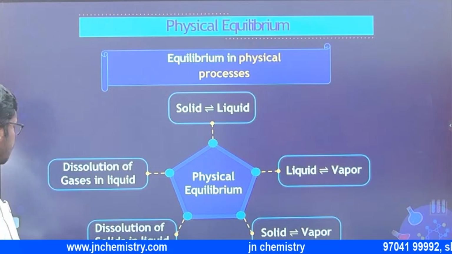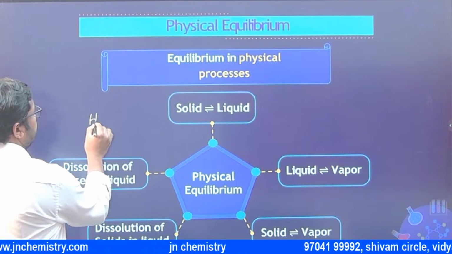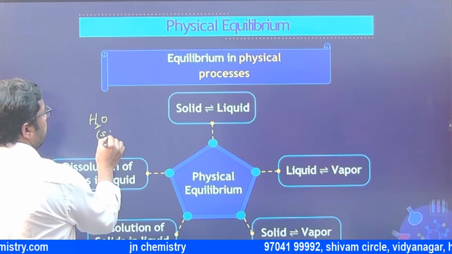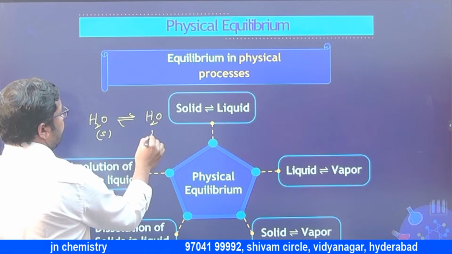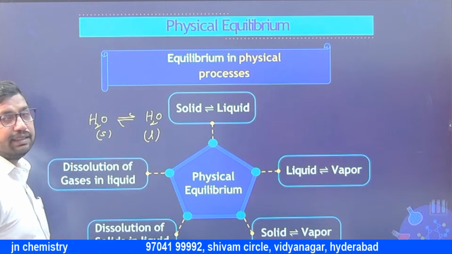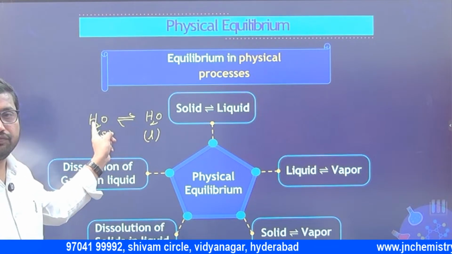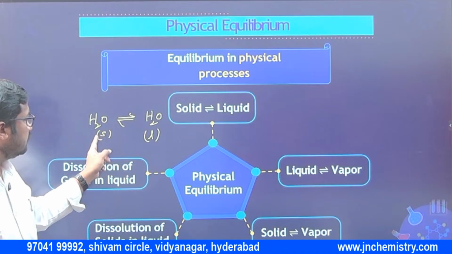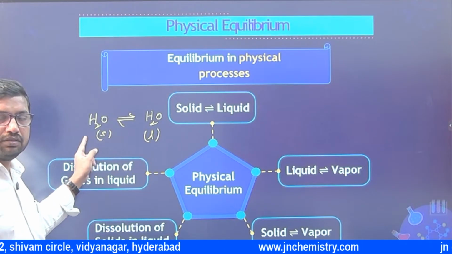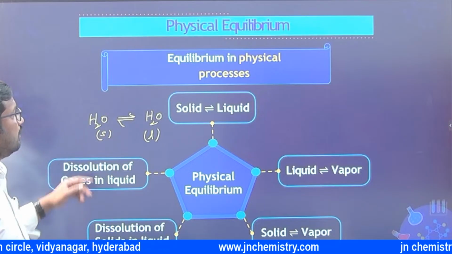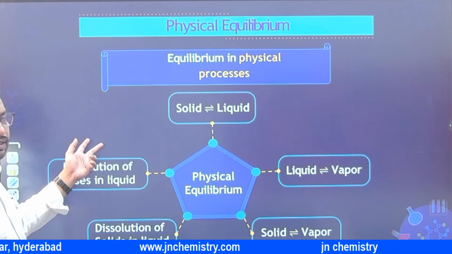Just one example is enough. For example, we can use H2O solid in equilibrium with H2O liquid. So this we can say physical equilibrium, because there is no change in the formula, right? Phase, solid converting into liquid and liquid converting into solid, this we call physical equilibrium. One example is enough.